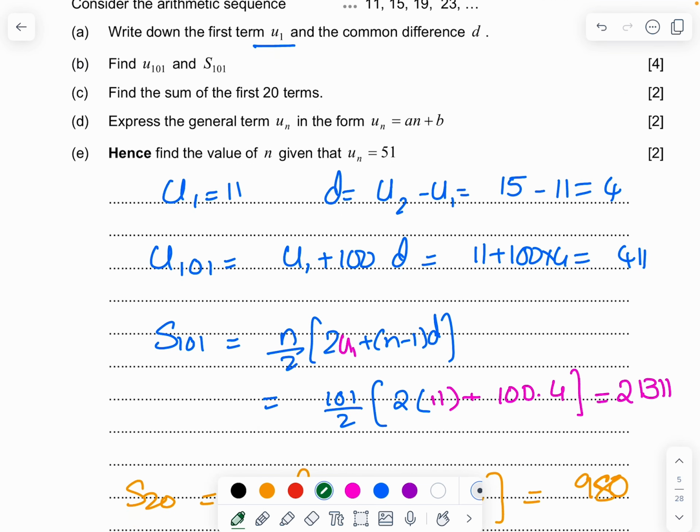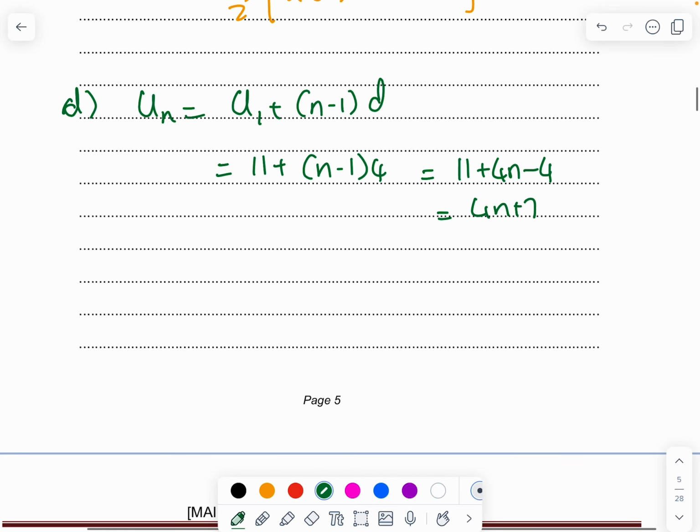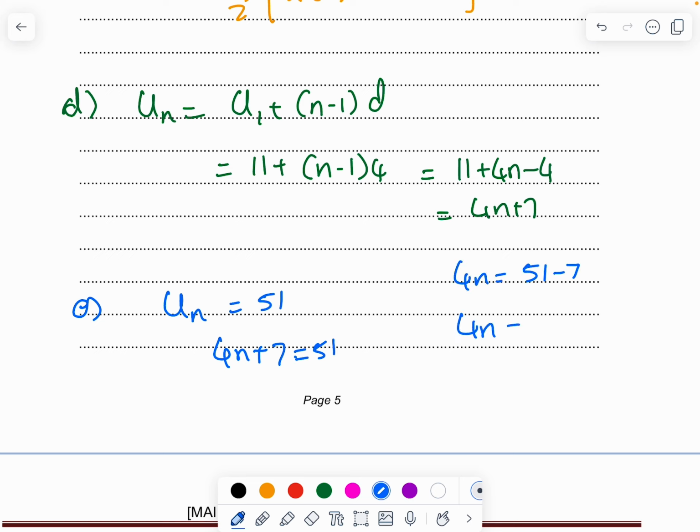Finally, part E, hence find the value of n when un is 51. So un equals 51, 4n plus 7 equals 51. So 4n equals 51 minus 7, 4n equals 44, n value is 11.